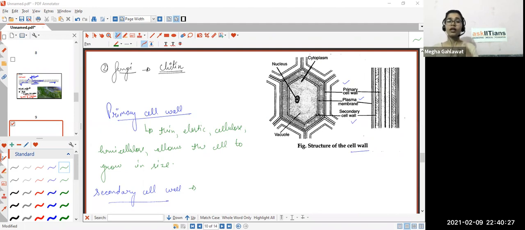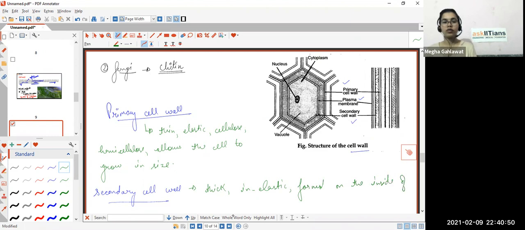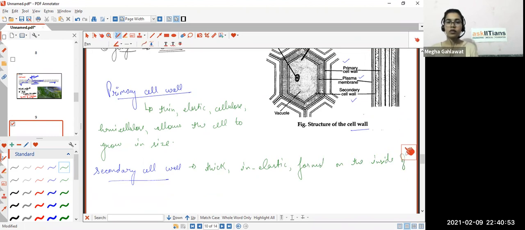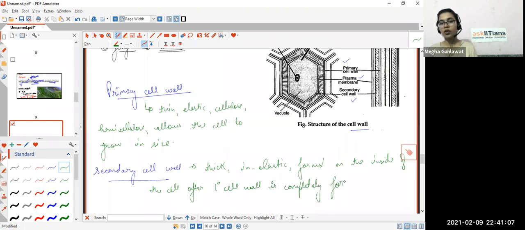So the secondary cell wall is non-elastic, it is very thick, and it is formed only after the completion of the primary cell wall. Thick, inelastic, formed on the inside of the cell after the primary cell wall is completely formed.